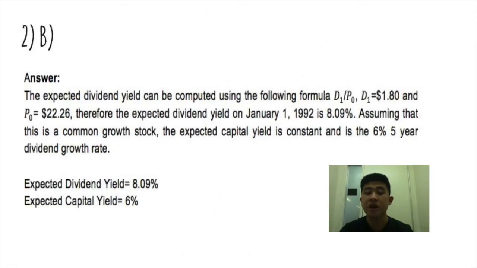Question 2B. The expected dividend yield can be computed using the following formula: dividend per share over initial stock price, which is 1.80 over $22.26. Therefore, the expected dividend yield on the 1st of January 1992 will be 8.09%. Assuming that this is a common growth stock, the expected capital yield will be the 5-year dividend growth rate, which is 6%.